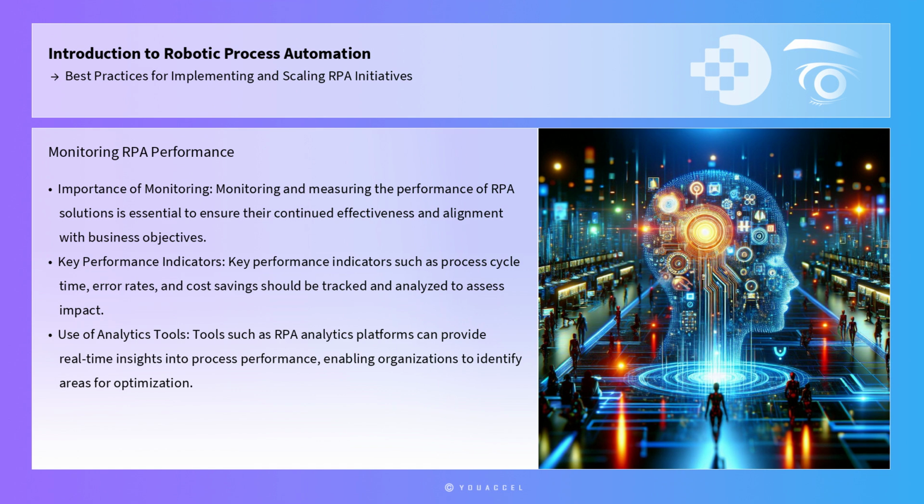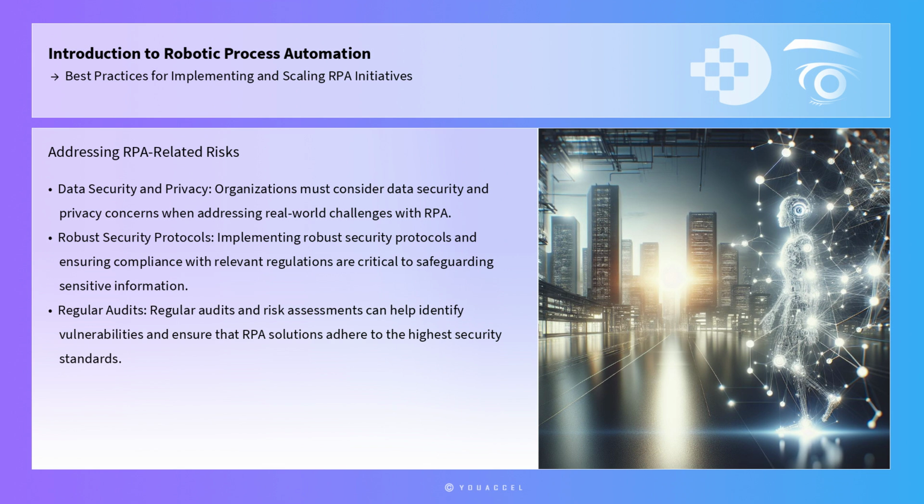Monitoring and measuring the performance of RPA solutions is essential to ensure their continued effectiveness and alignment with business objectives. Key performance indicators such as process cycle time, error rates, and cost savings should be tracked and analyzed to assess the impact of automation initiatives. Tools such as RPA analytics platforms can provide real-time insights into process performance, enabling organizations to identify areas for optimization and drive continuous improvement.